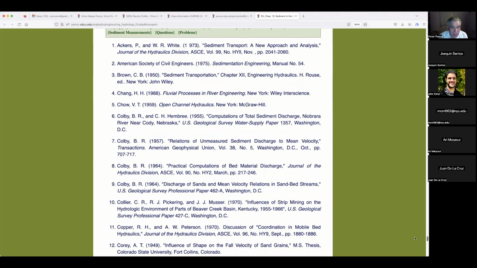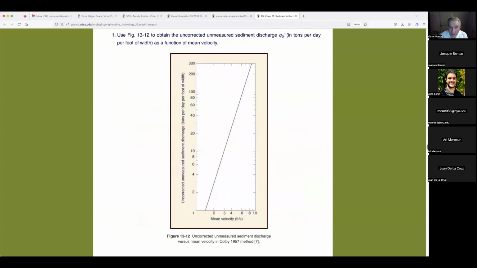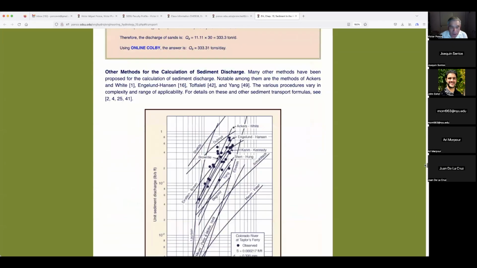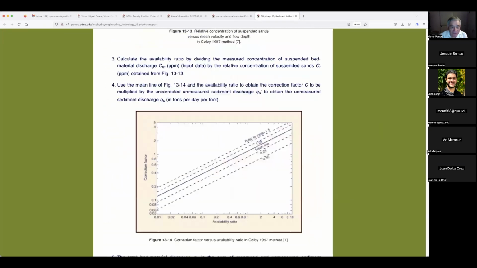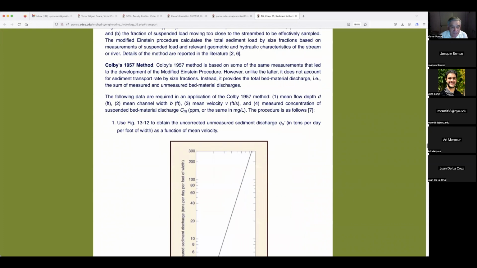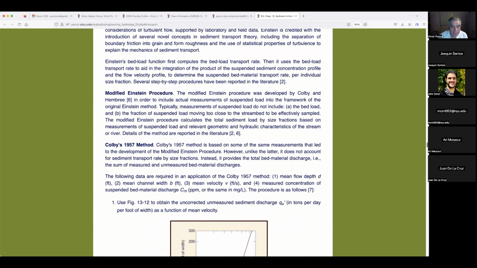Colby and Hembry, number 6, 1955. So it only took Colby and Hembry 5 years after Einstein had published his report to come up with the method. Colby. There you go.